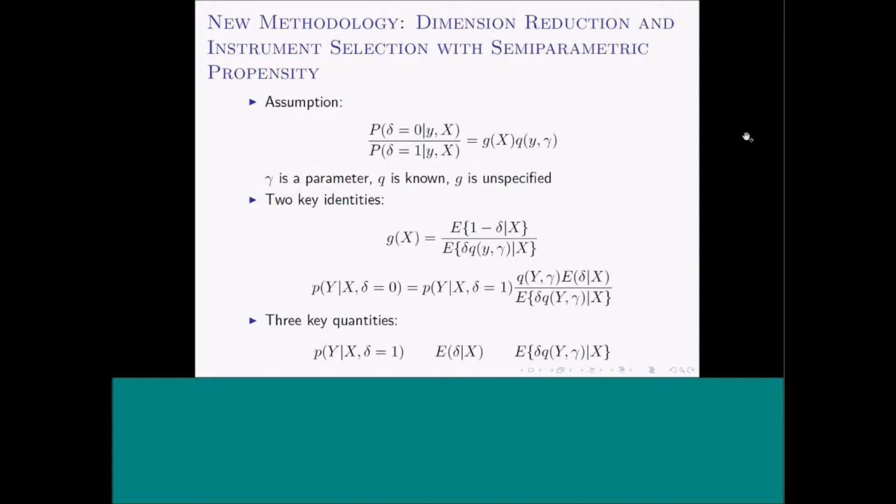Our work is based on the following two key identities. Under this assumption, we can derive two identities, and those two identities are in the middle of this slide. One of them says Gx is equal to some expression on the right-hand side.